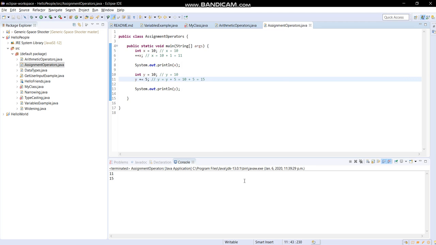I hope this explained to you a little bit further what arithmetic and assignment operators do. In the next couple of videos, we'll also be going over comparison and logical operators. We just have to go over a few other topics before we can do that, but those are coming up.